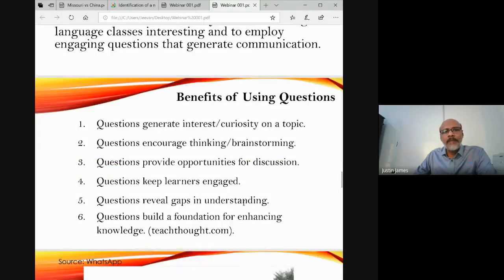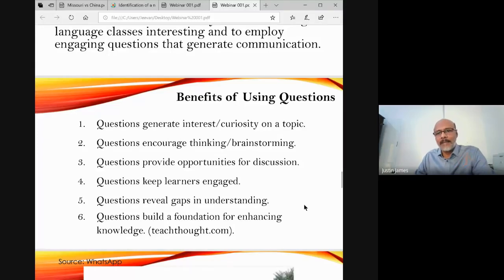Now let us look at what the benefits of using questions. There are innumerable benefits when you use questioning technique. Questions generate interest and curiosity on the topic. A simple question, do you like this picture? Either a student's answer is affirmative or negative. It involves some sort of thinking. And also, when you present a picture like the one I presented for the vocabulary building exercise, it creates a curiosity also. The very nature of the picture, it's a very rare picture. I think you will all agree with me. It will create a curiosity in them to know more about it.